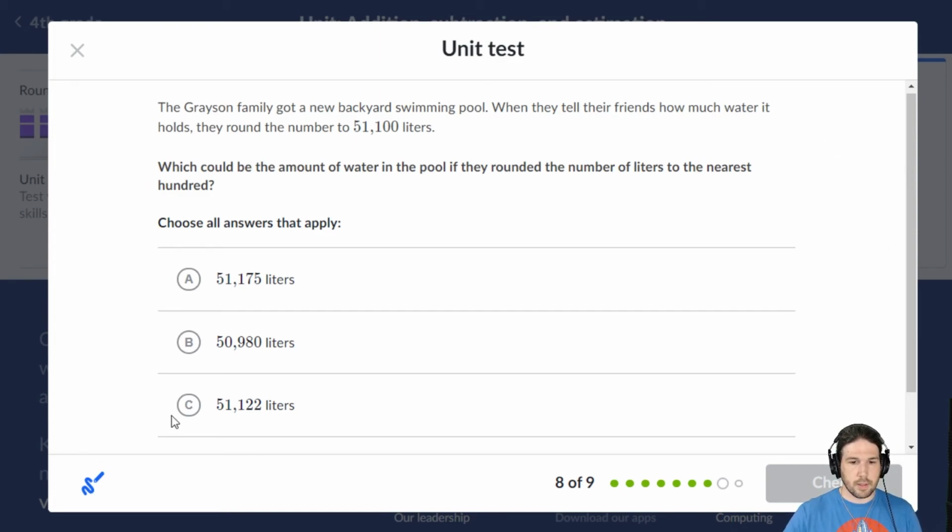That would be just C. B rounds up to 51,000, not 51,100.